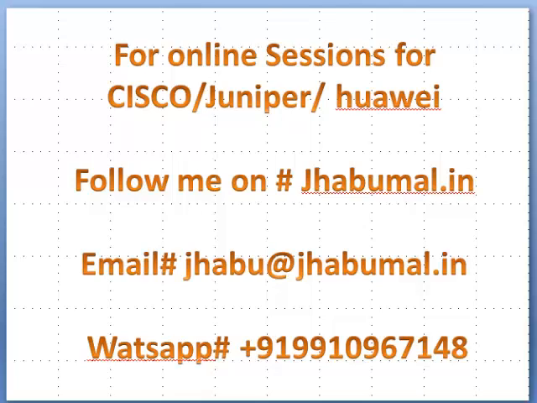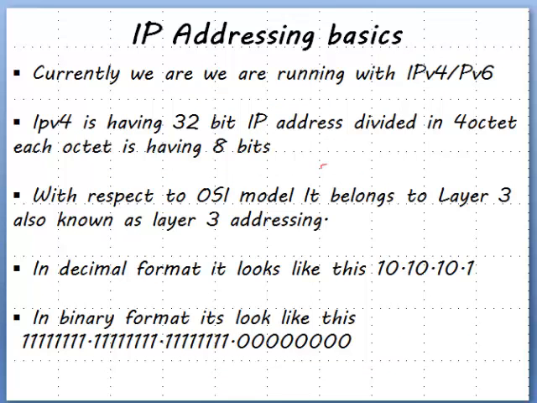In this video, we are talking about IP addressing basics for networking beginners. Currently we are running with IP version 4 and IP version 6. In this video, we are talking about IP version 4 only. In IP version 4, we have a 32-bit IP address divided into 4 octets, and each octet has 8 bits. With respect to the OSI model, an IP address belongs to layer 3. That is why it is also known as layer 3 addressing.